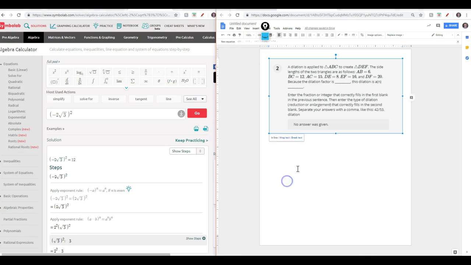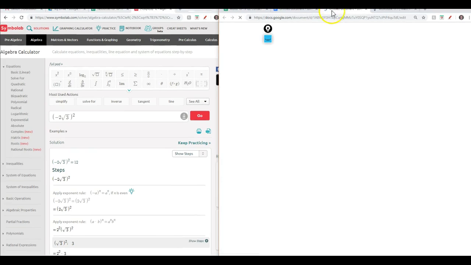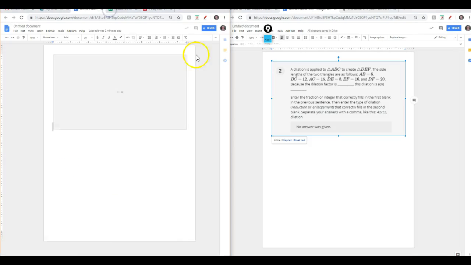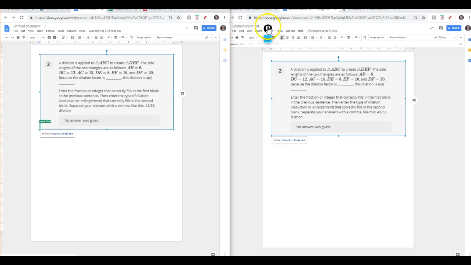So this is how I would go through and answer this question. I would first just look at and notice the order that the triangle is titled in. A is going to correspond to vertex D, vertex B is going to correspond to vertex E, and vertex C is going to correspond to vertex F.